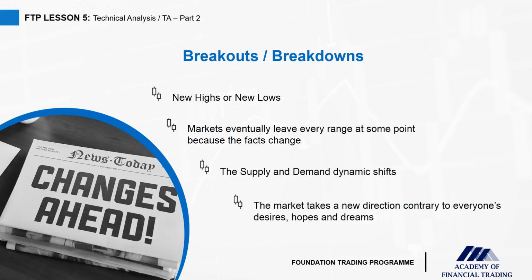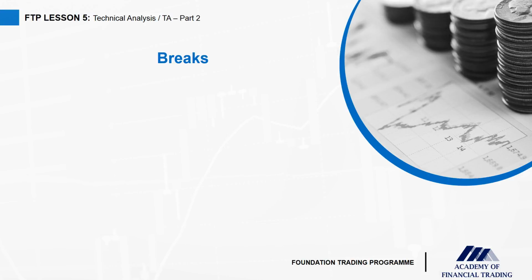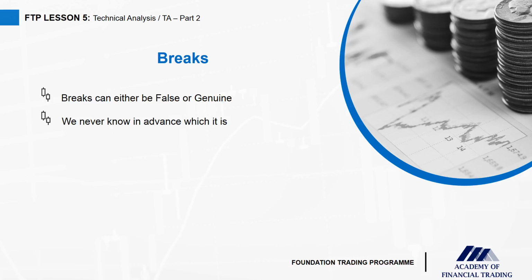So remember, when looking at breaks, they can either be false or genuine. We saw a couple of them where there was just a little break, but it came straight back inside the range. So that's why we have the no-fly zone. We're looking not just for it to cross a strict line, we're looking for it to be a proper break, a genuine break.